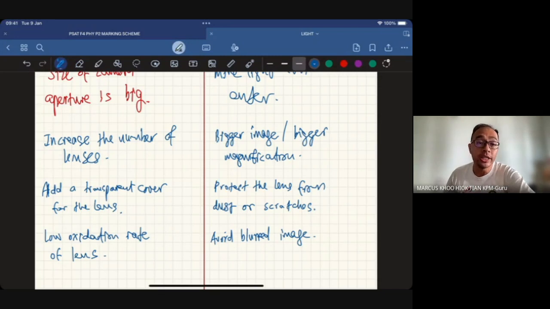This is something new, I also only discovered this when I was looking through the marking scheme. It's like, oh, okay, interesting. They're using oxidation rate for lenses, and then I realized that you cannot talk about oxidation rate for lenses and rust, because rust is for metal. For lenses it is to avoid blurred image, because it will get eroded.